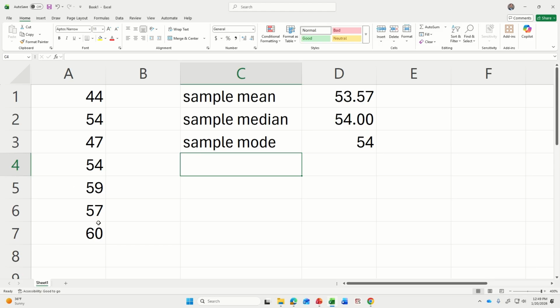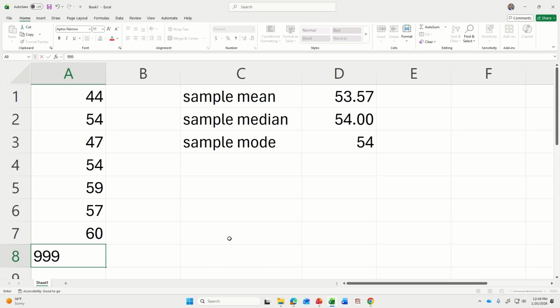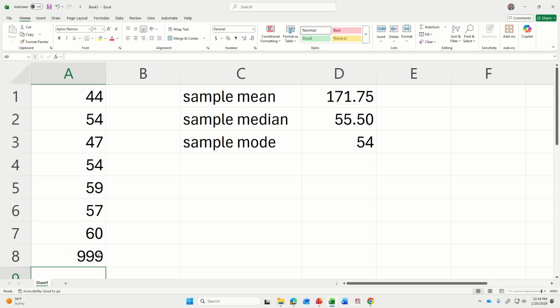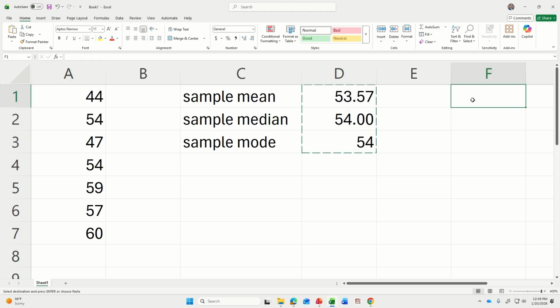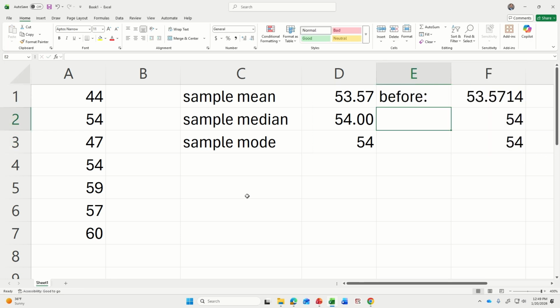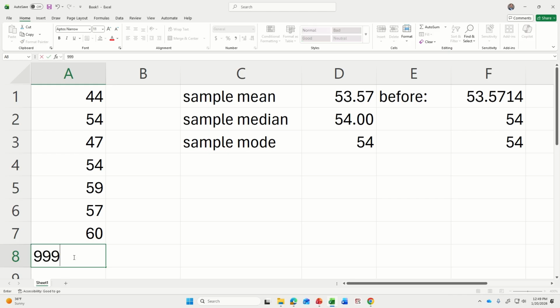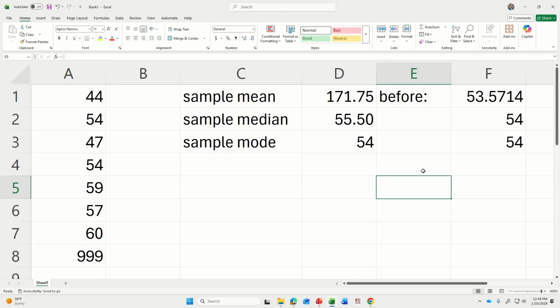Let's see what happens if I add an outlier, like the number 999. We'll do before and after. This is before. And then let me add 9999 to it. This is after. So when I added this little outlier to my data set, the mean jumped up from 53.5 all the way up to 172. So that got affected a lot.